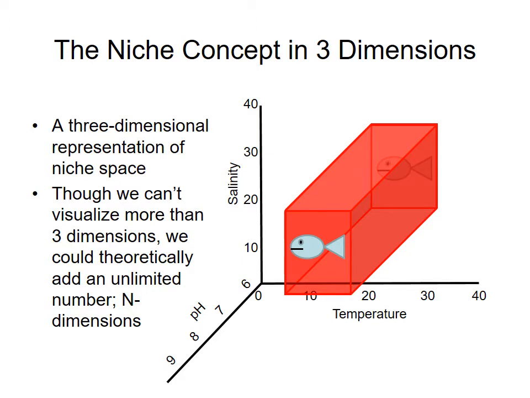And beyond 3 dimensions, humans, at least myself, we can't visualize more than 3 dimensions, but mathematically we could add an unlimited number of dimensions to our niche concept model, and an arbitrary unlimited number is what the n means. So n just means however many dimensions you want to add to your model, to describe different environmental conditions that could vary within some range. That's n dimensions.